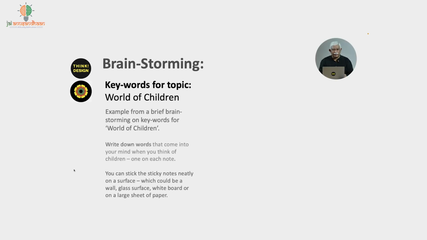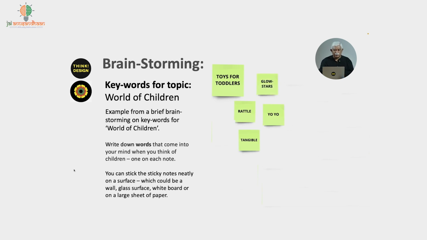So let's look at an example. This is an example of a brainstorming session with children. So you're looking at the world of children. These are the keywords. That's the topic, toys for toddlers. Whatever comes in as keywords are written down one after another.